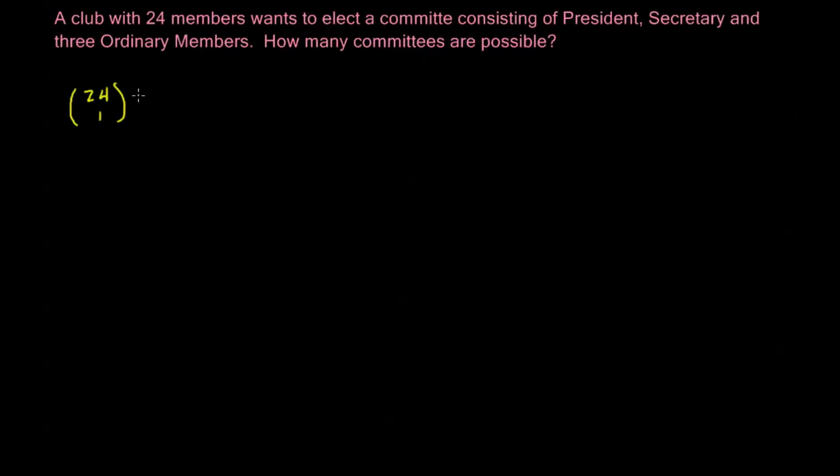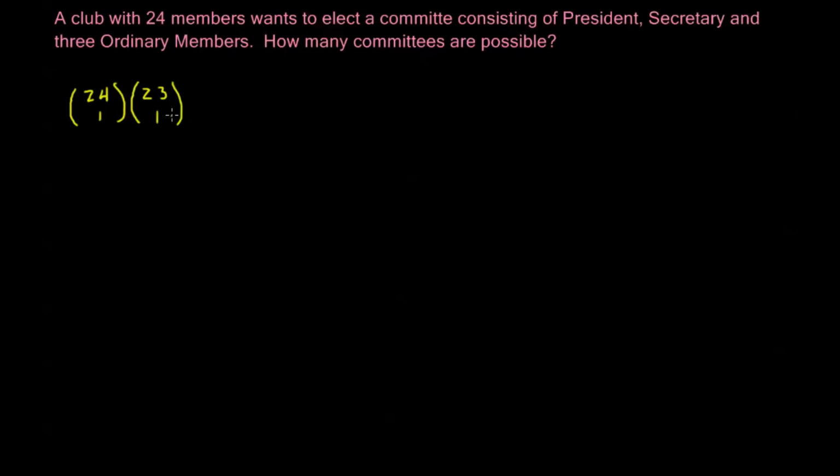Now, after I've chosen the president, or in other words, for every choice of the president, there's going to be 23 choose 1 choices for the secretary. I've already chosen the president now, so there's only 23 members remaining. So of those 23 members, there are this many ways to choose the secretary.